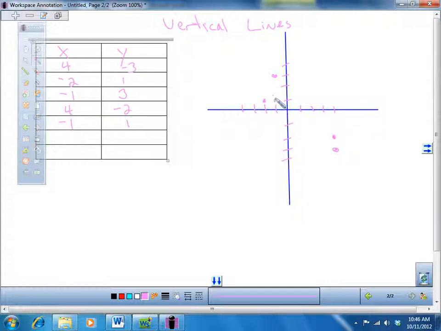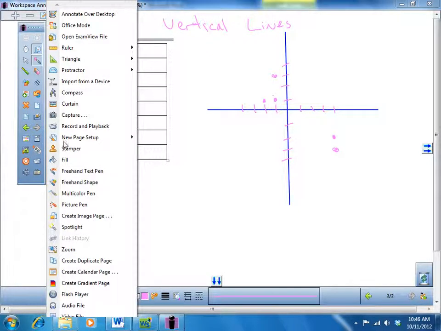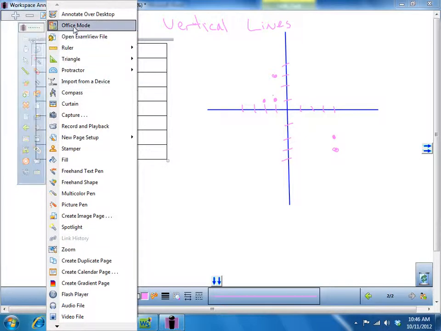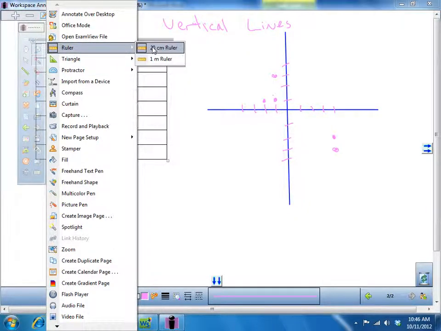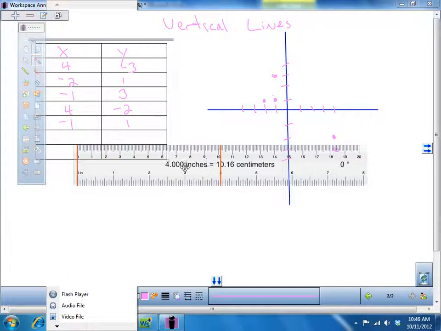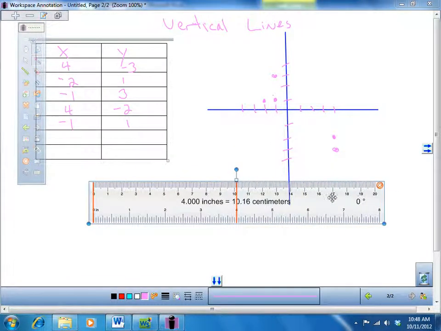Negative 1, 1. Okay? Now what the vertical line test says, I'm going to grab my ruler. Where's my ruler? Toolbox. Somewhere. Oh, there's the ruler. Doesn't matter what size it is. Vertical. Can I rotate this ruler? I think I can.